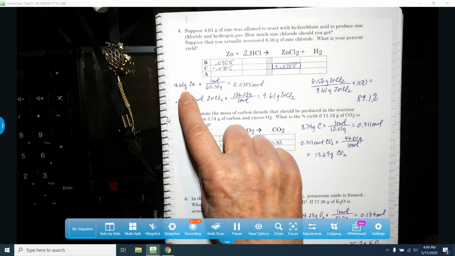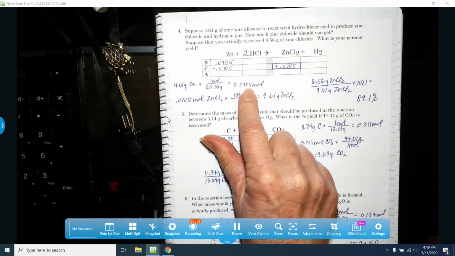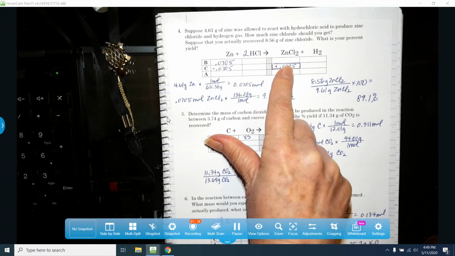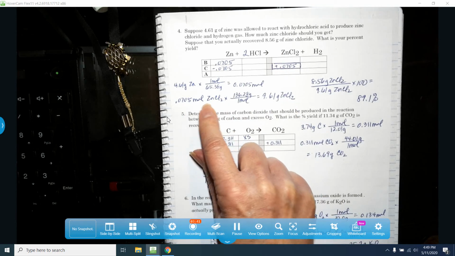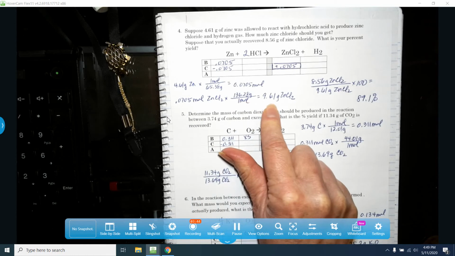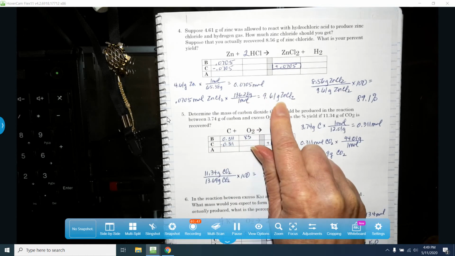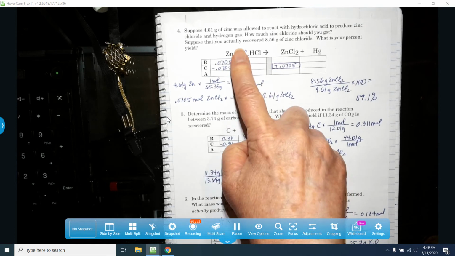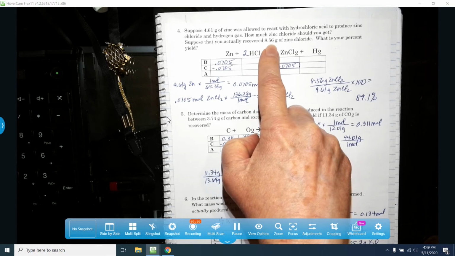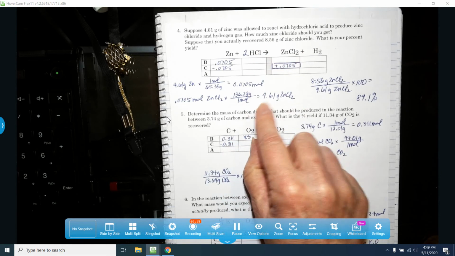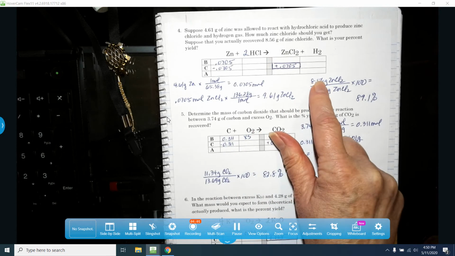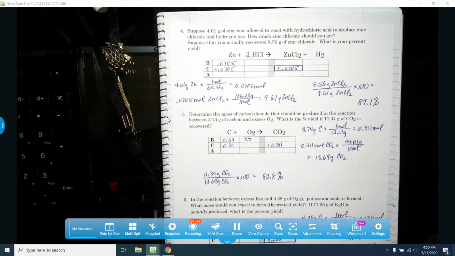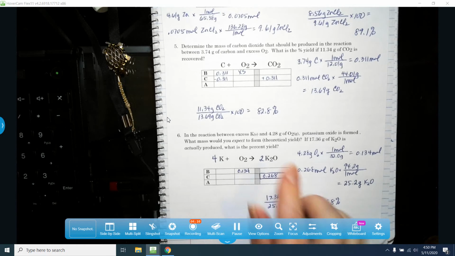So we're going to take our 4.61 grams of zinc, use the molar mass of zinc to find the moles. Okay, and then we're going to find zinc chloride moles. It's a 1-to-1 ratio, so it's the same number of moles. Then we're going to take the molar mass of zinc chloride to convert it into grams. So this right here is your theoretical yield. Okay, and that's the answer to the first part of the question. The second part is if you actually recovered this, 8.56 grams, then what is your percent yield? So we're going to do our formula, actual divided by theoretical times 100, and we get 89.1 for number 4. All right, number 5.